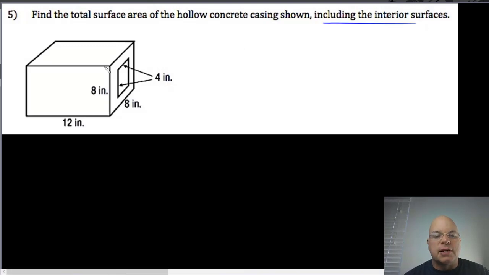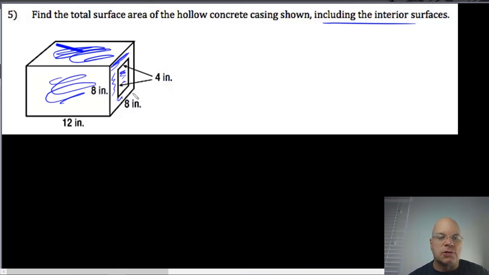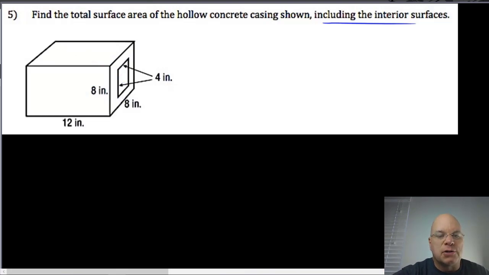And then, just to help you visualize what surface area means, pretend I dip it in blue paint. Obviously this face will get blue paint on it, this face will get blue paint on it, this will get blue paint, but also there'll be blue paint in the interior of this hollowed out section. So you have to take that into account when you're finding your surface areas.